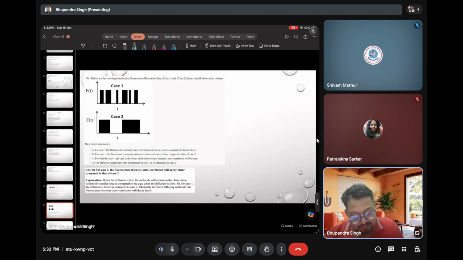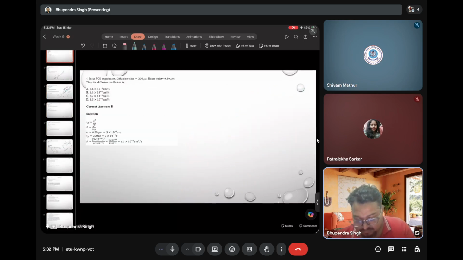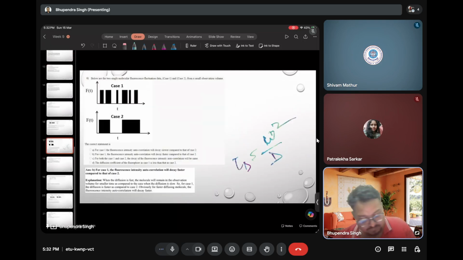Okay, so tau d, this formula: tau d is equal to omega squared over, I guess, 4D, where D is the diffusion coefficient. We have this equation, no? 4D.